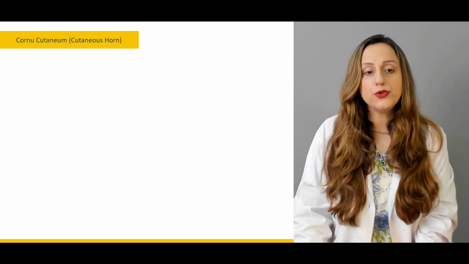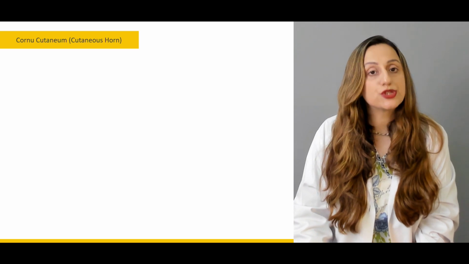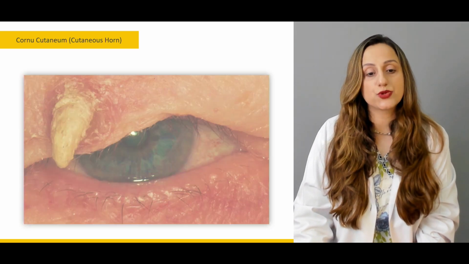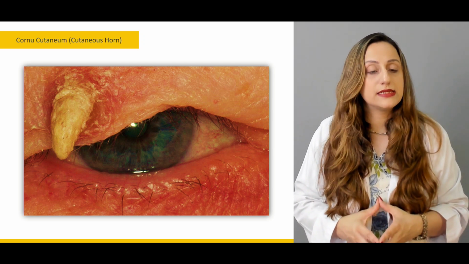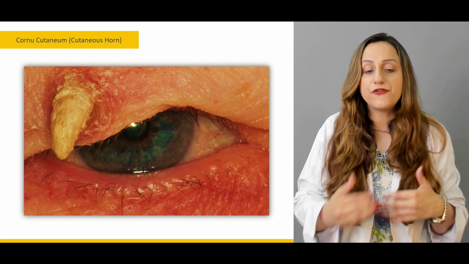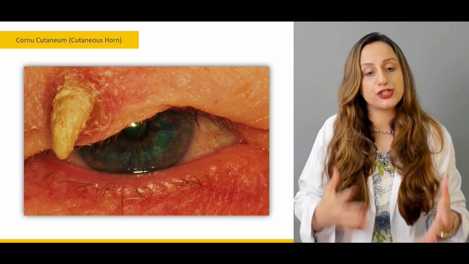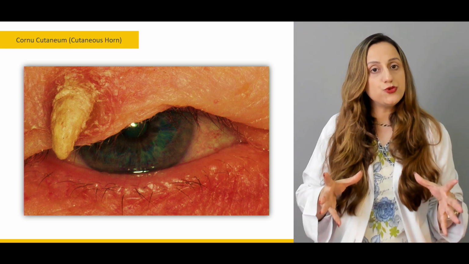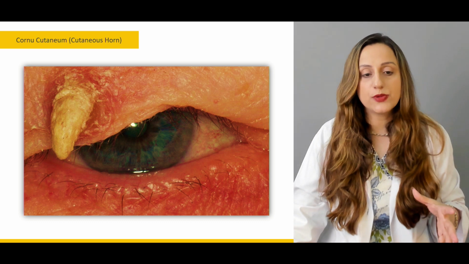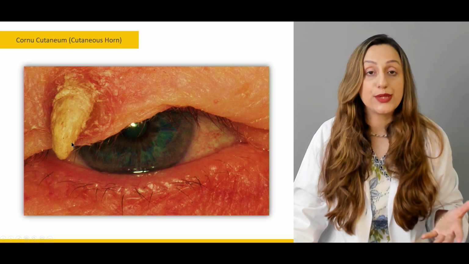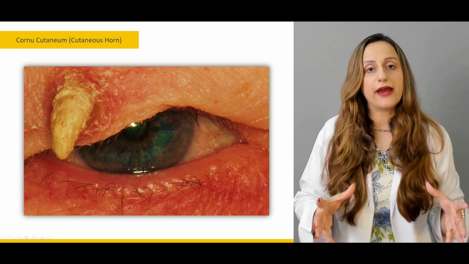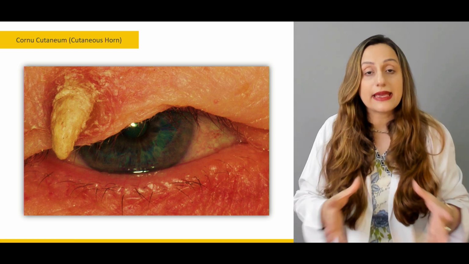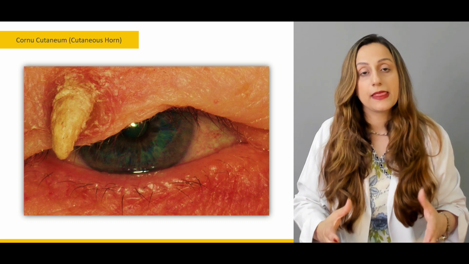Then we have the Cornu Cutaneum, also known as a cutaneous horn. So it looks like this. This is basically a very superficial kind of condition. The structure is usually made up of keratin over here. As you can see, it resembles an animal horn. So the structure is made up of keratin, and you can easily incise it without any pain.